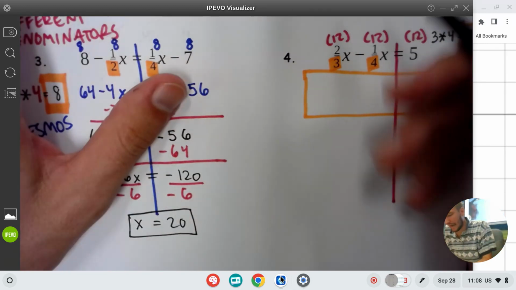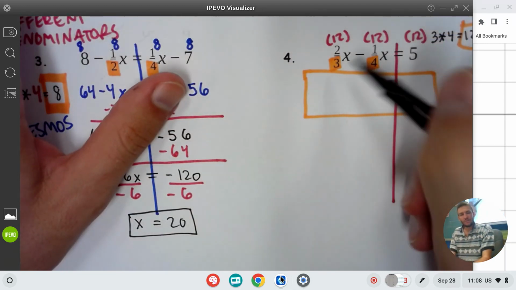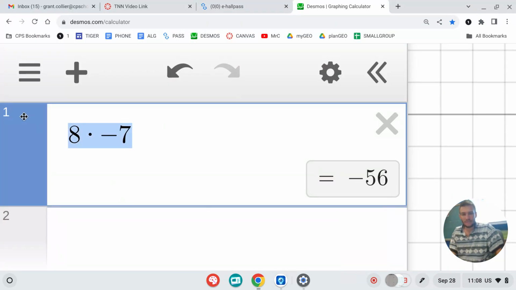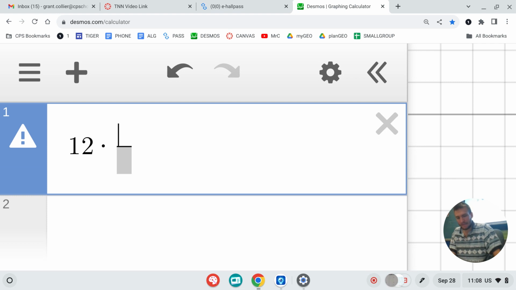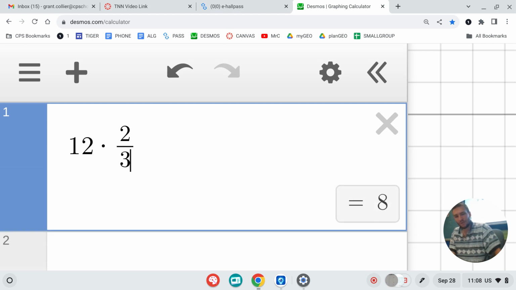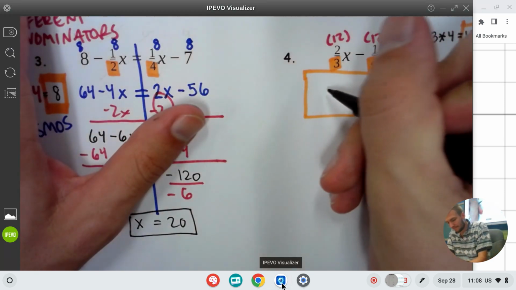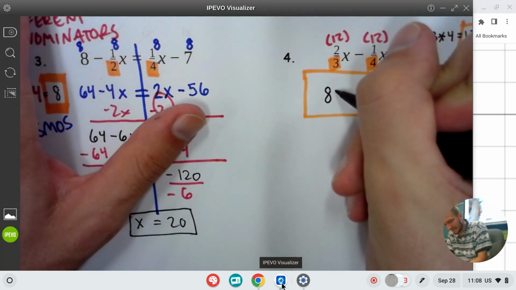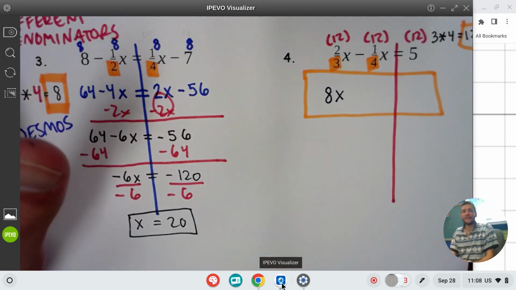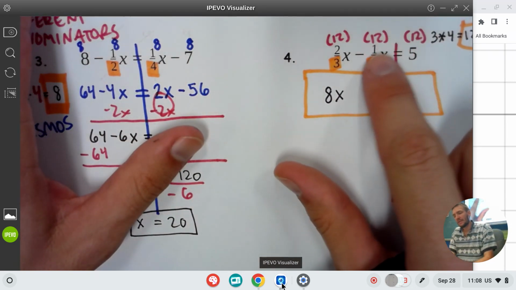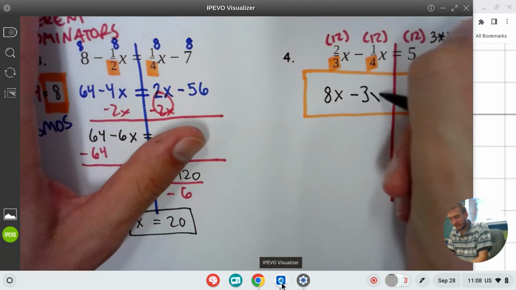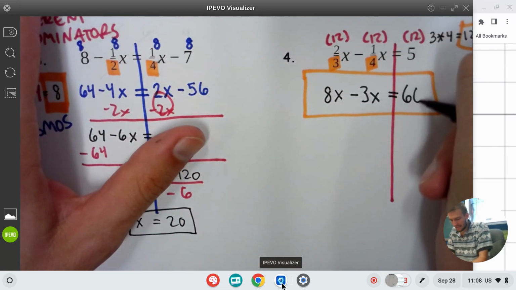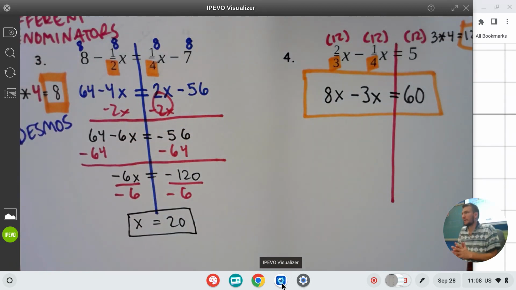So, here's what we got. 12 times 2/3, use Desmos. Type 12 times divide, and then put your number in there. 2/3. 2/3 of 12 is 8. 8x. Did anybody figure out what 12 times negative 1/4 is? Negative 3x equals 60.